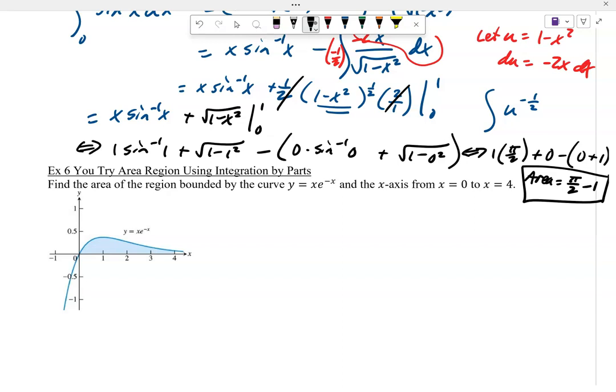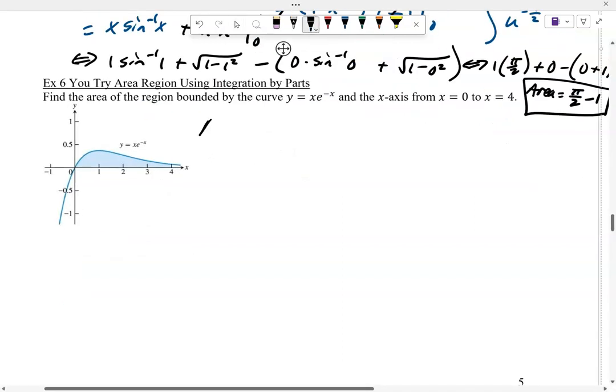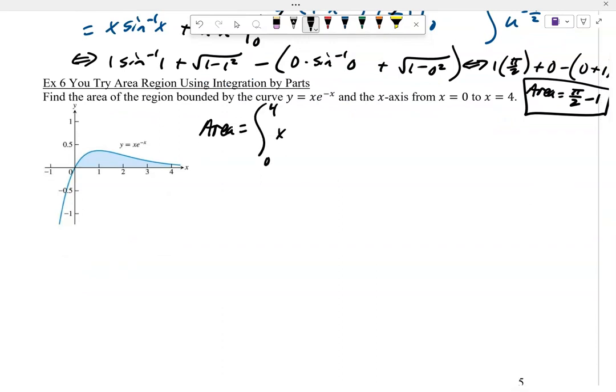All right, next one's a U-try problem. It's a good time to pause it and give this one a shot, and then we'll work it out. All right, so our area here will be from 0 to 4 of this x e to the negative x dx. And so we're going to let this be our u right there. So let's let u be x.